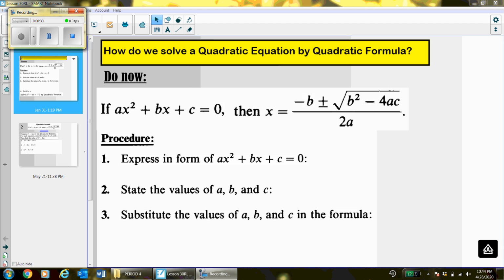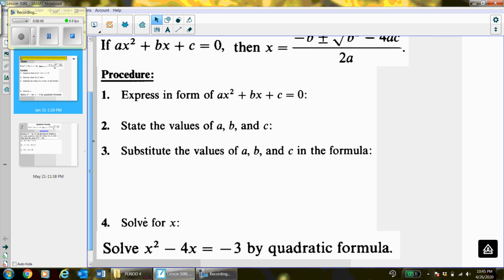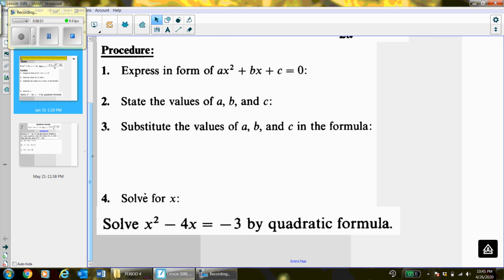Your equation needs to be in standard form, which is ax squared plus bx plus c equals 0. Then you need to state the a, the b, and the c of the equation, and then substitute those values for a, b, and c into the formula. And that's what we're going to do for this equation.